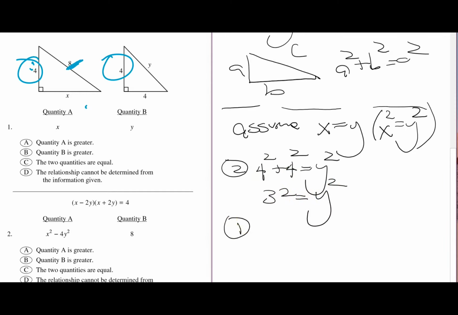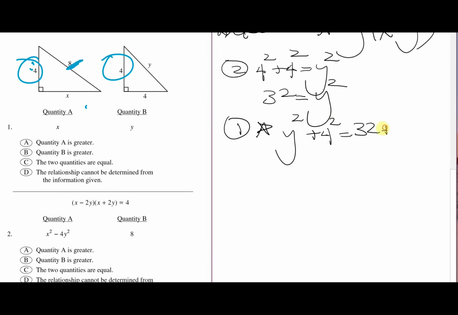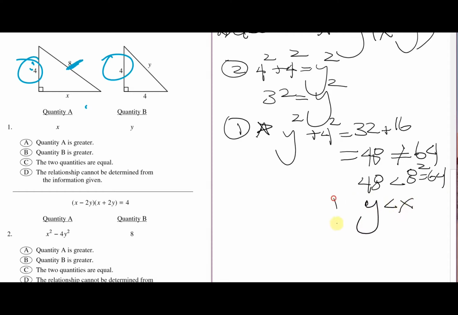And so when you do substitution by using the assumption, we can find that y squared, which equals 32, plus 4 squared, plus 16, which we know is 48. This is not equal to 64. In fact, 48 is less than 8 squared, which is 64. So therefore, we can conclude y is less than x. And this means x is greater than y, or a is greater than b.